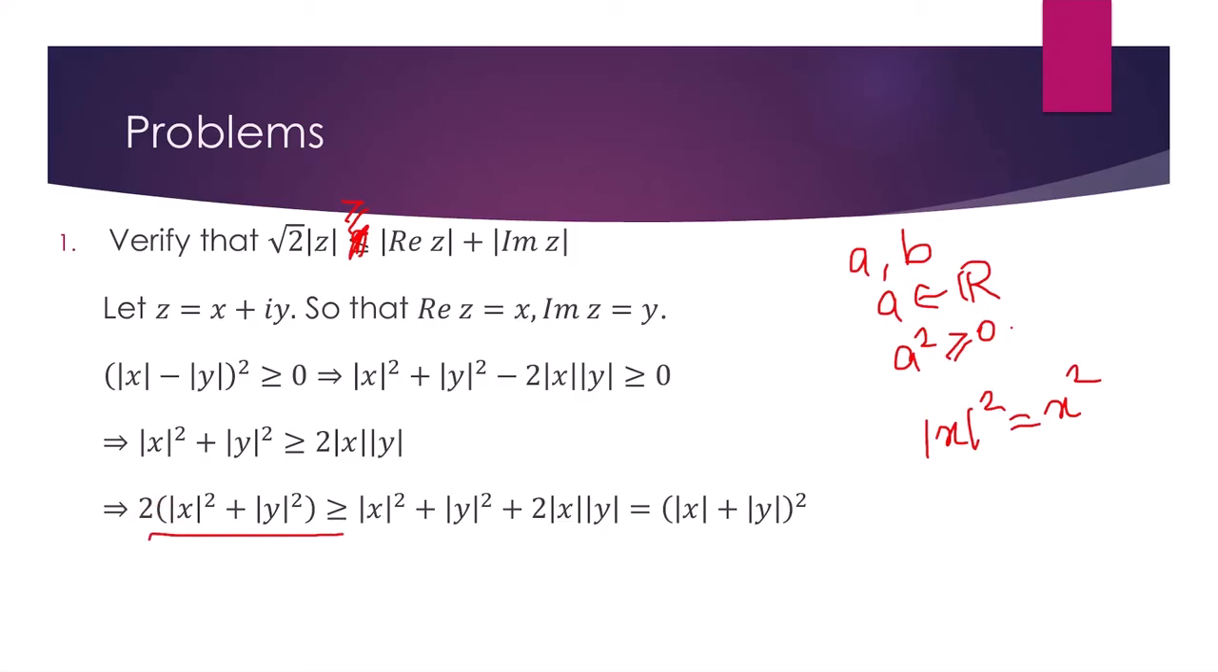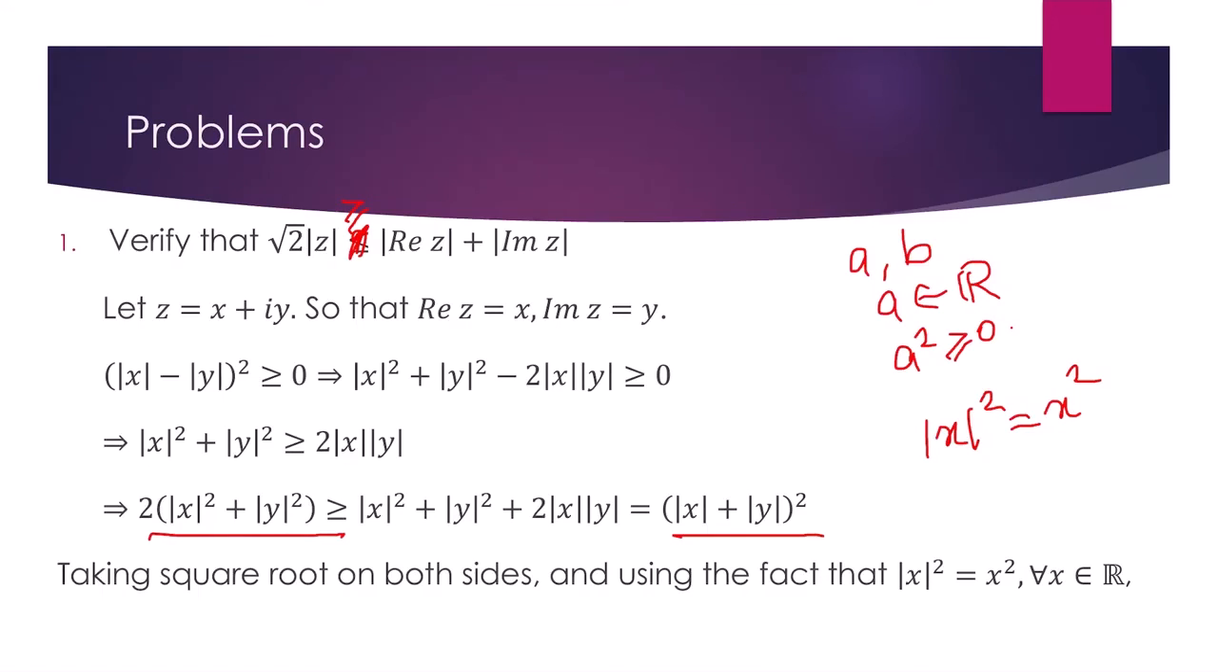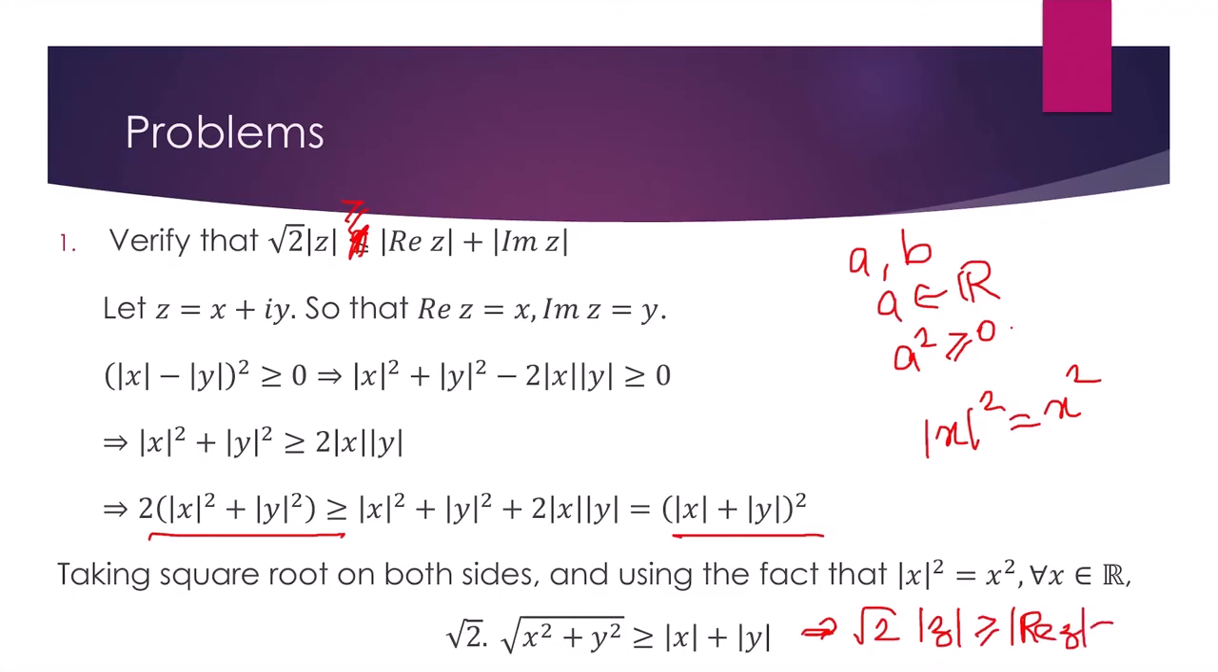Moreover, now in the inequality we have, 2 times x square plus y square greater than or equal to mod x plus mod y the whole square, we take the square root of both sides. Then what do we get? We will get square root of 2 times square root of x square plus y square is greater than or equal to mod x plus mod y. Now this square root of x square plus y square is nothing but mod z. This is greater than or equal to mod x, modulus of real part of z, plus mod y, modulus of imaginary part of z, which is the required inequality.